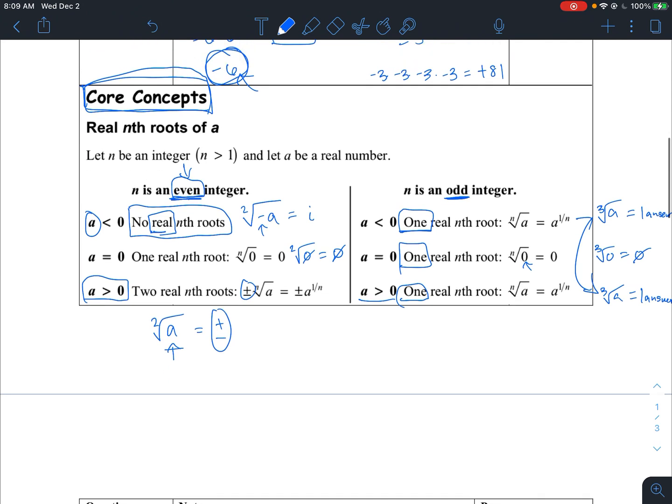However, if n is even and a is less than 0, you have no real solutions. If it's equal to 0, there's only one solution, and that is 0. And if a is greater than 0, then you're going to have 2, which is both positive and negative.